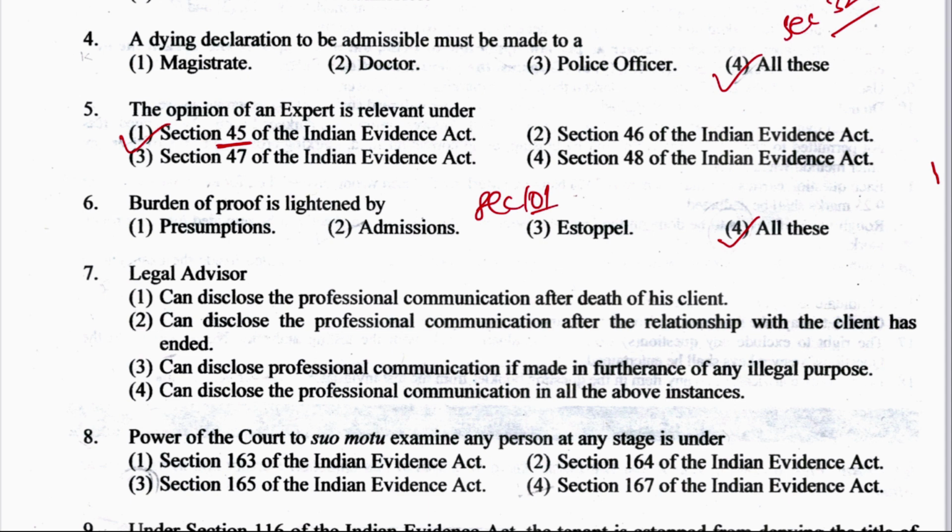The right answer for this is option C, can disclose the professional communication if made in furtherance of any illegal purpose. Here section 126 talks about professional communication, and this is mentioned in its proviso: any illegal purpose, or any fact observed by any barrister, pleader, attorney or vakil in the course of his employment as such showing that any crime or fraud has been committed since the commencement of his employment. Okay, these two are the reasons when the legal advisor can disclose the professional communication made with his client.